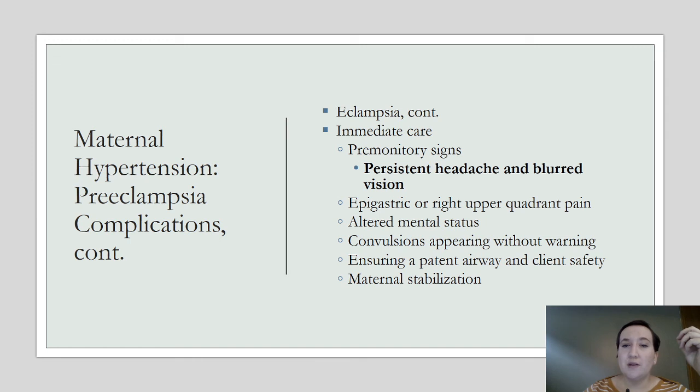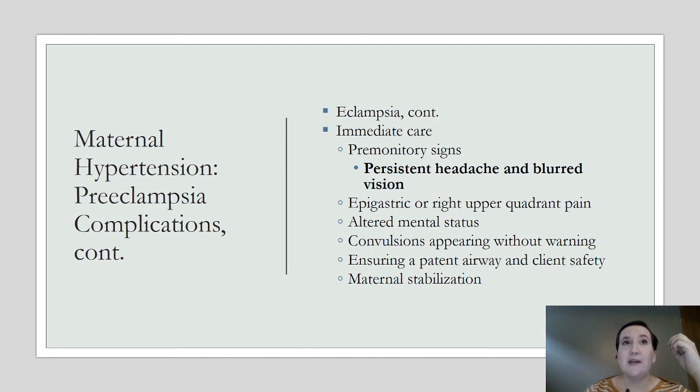So what is going to tell you that your patient is at risk for developing a seizure disorder? If they start complaining along with your elevated blood pressure of a persistent headache, blurred vision, or complaints of epigastric or right upper quadrant pain, you need to intervene immediately. We don't want them to get to the point where they have an altered mental status. We do not want them to be convulsing.